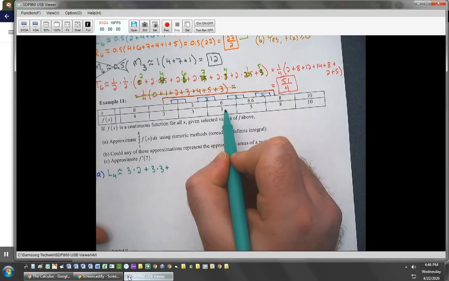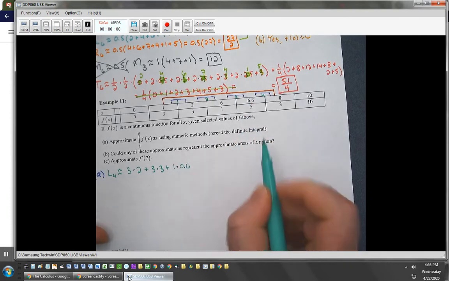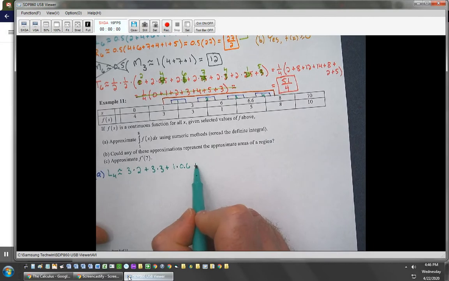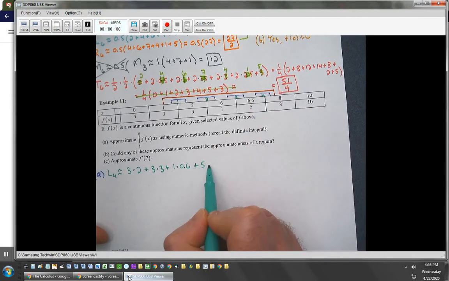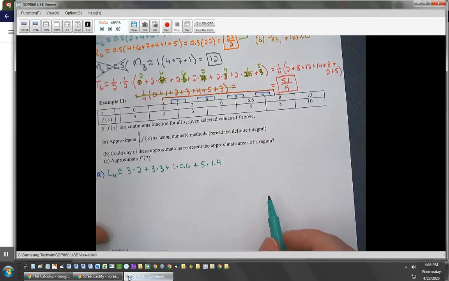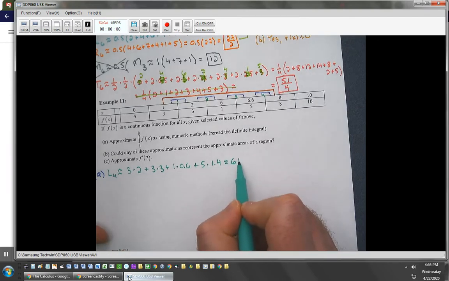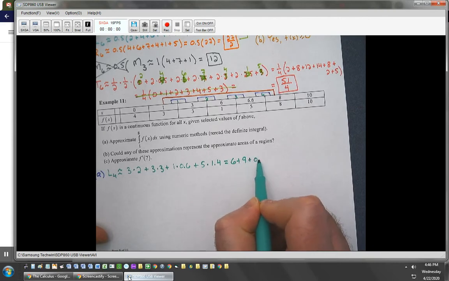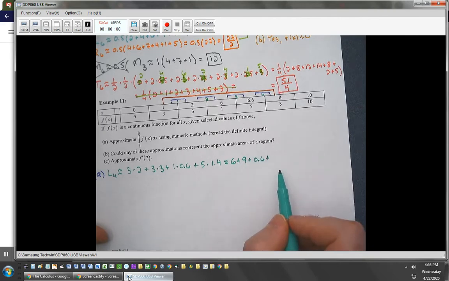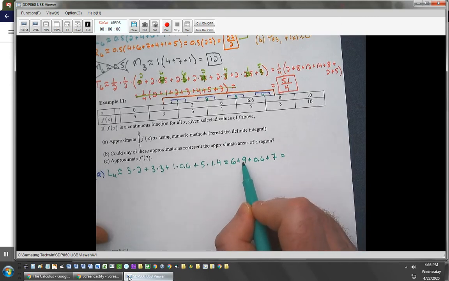I'm in interval 3. I go to the left side. How high is my function? How tall? It's a height of 1. But it only goes a width of 0.6. And then the last interval, it goes to a height of 5, but it has a width of 1.4. Hopefully that's going to come out in the wash, but I don't think it's going to. Oh, well, we'll see. All right, so that's 6 plus 9 plus 0.6 plus 7, decimal time. So that's 14 and 9 is 23, 23.6.